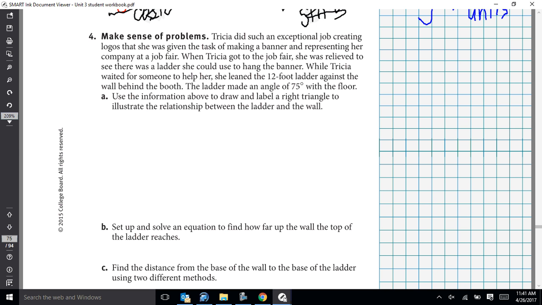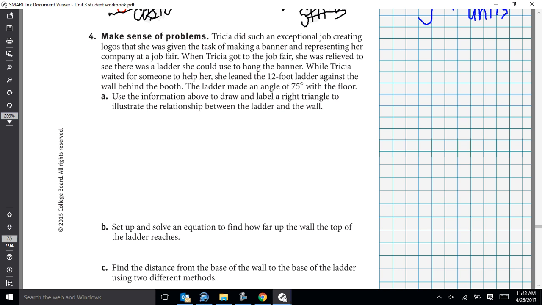All right, so number 4. Trisha did such an exceptional job creating logos that she was given the task of making a banner and representing her company at a job fair. When Trisha got to the job fair, she was relieved to see there was a ladder she could use to hang the banner. While Trisha was waiting for someone to help her, she leaned the 12-foot ladder against the wall behind the booth. The ladder made an angle of 75 degrees with the floor. Use the information above to draw and label a right triangle to illustrate the relationship between the ladder and the wall.